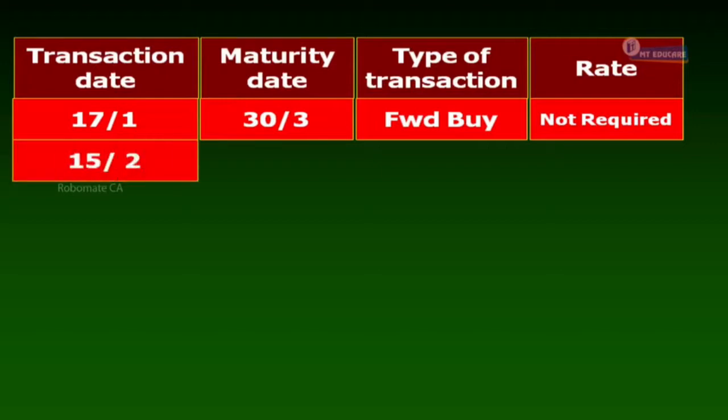Next. On which day? 15 February, I went to the bank once again. I went to the bank on 15 February saying that I want the money not on 30th March. I want the money on which date? I want the money on 28 February. So that means, is the first forward helpful or not helpful? Not helpful. I should go for a new forward.